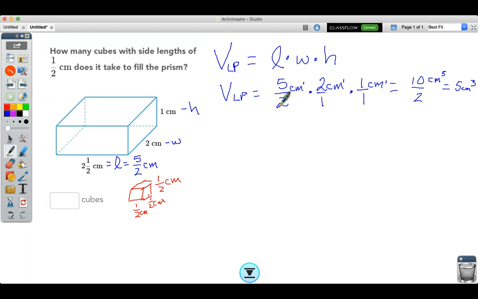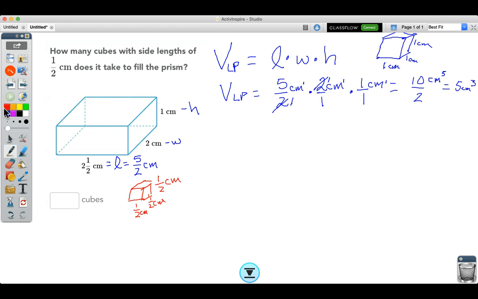Or we could have looked at this and said, look, 5 times 2 divided by 2, that's a 1, that's a 1. 5 times 1 times 1, 5 centimeters cubed. Either way you want to look at it. So if we had cubes that were 1 centimeter by 1 centimeter by 1 centimeter, then 5 of those cubes would fit in here. However, that's not our question.